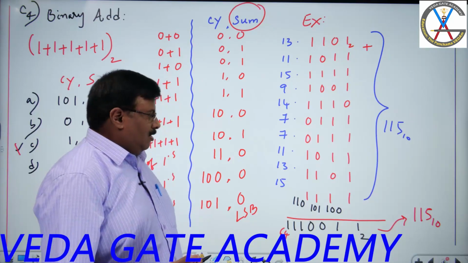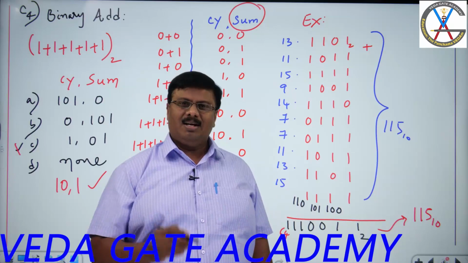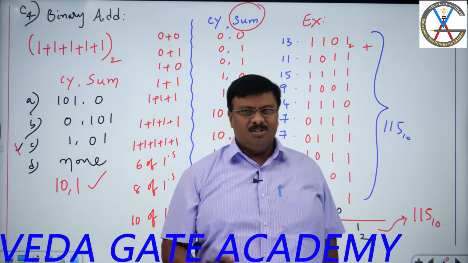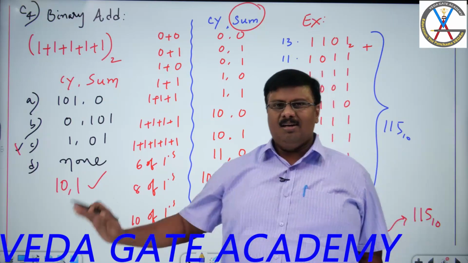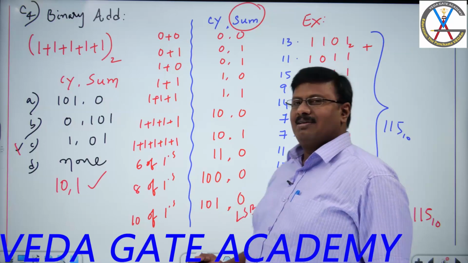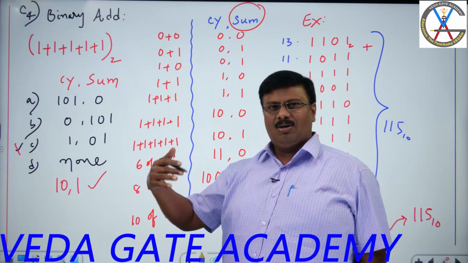Whenever you add any number of binary digits, from that LSB is the sum, and the remaining is carry. From here, binary addition is so simple, you don't need any calculations, you can straight away put the answer. And next, based on this, let us see non-binary addition: nibble, octal and hexadecimal.